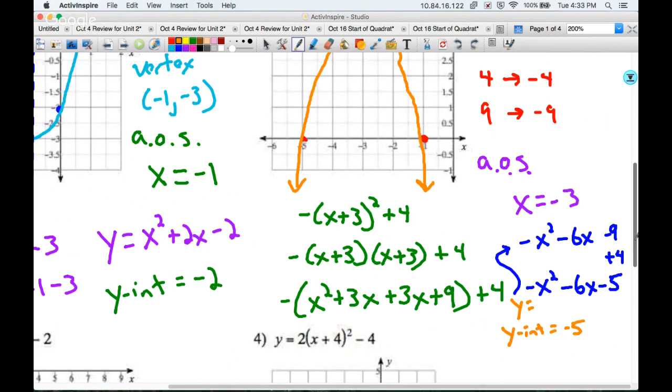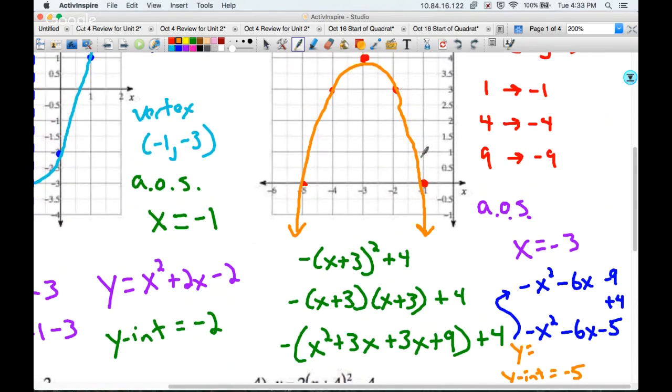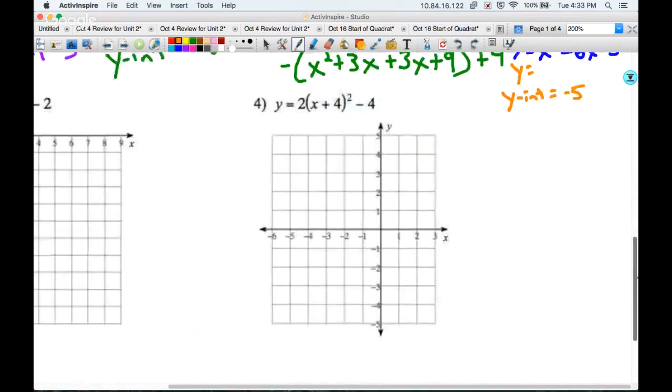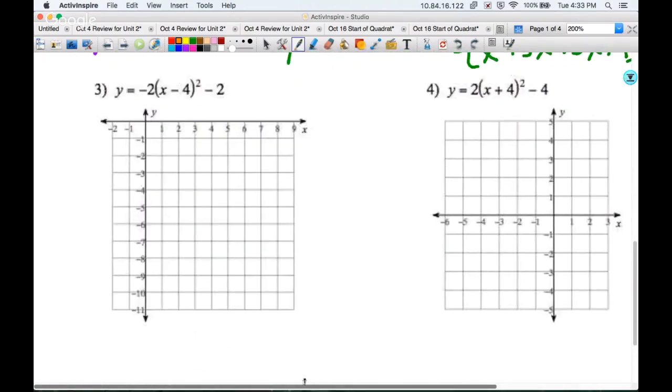All right, so that's off this graph, but you can imagine if this line kept going, it would intersect somewhere down here. And we found the value of negative 5. That makes a lot of sense. All right, number 3.